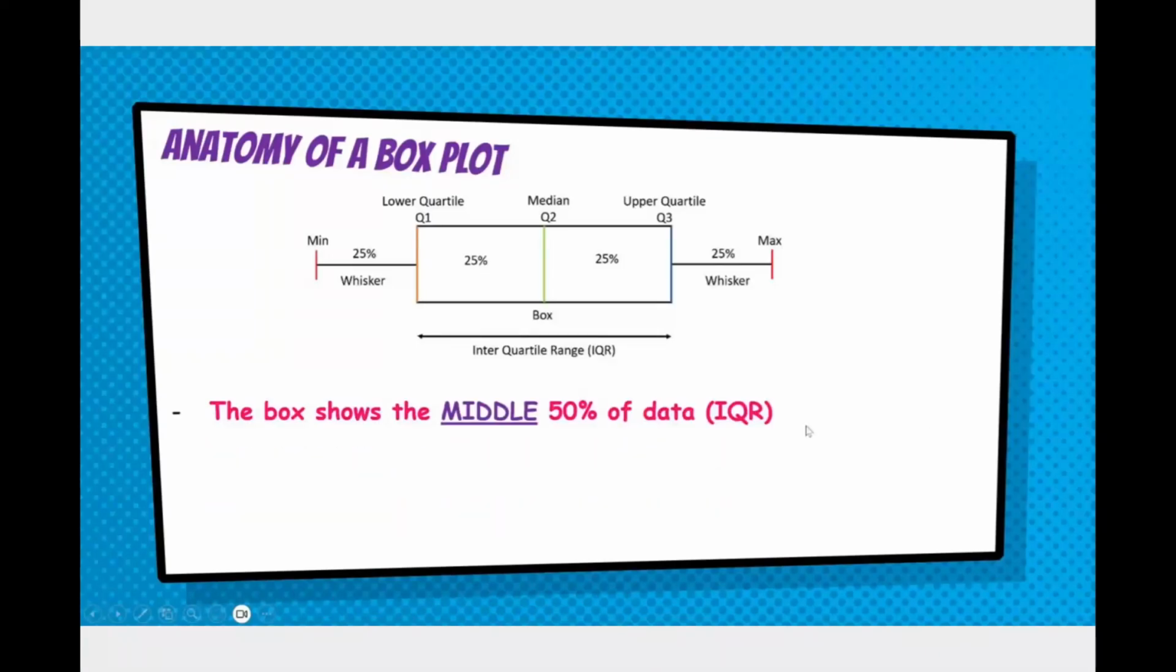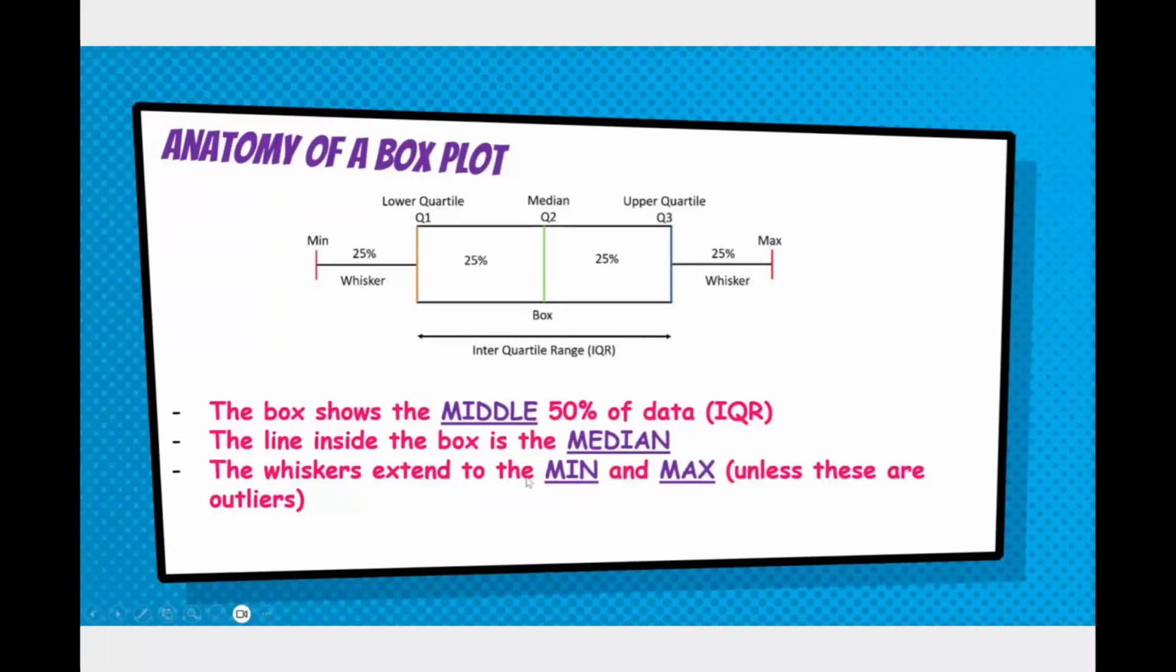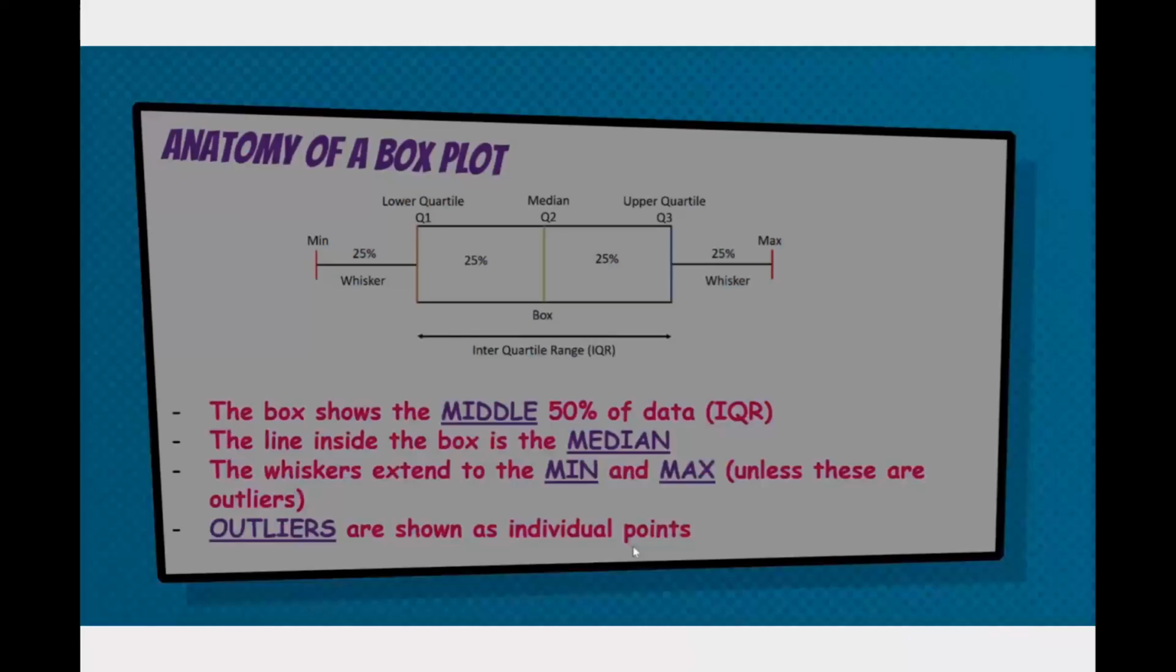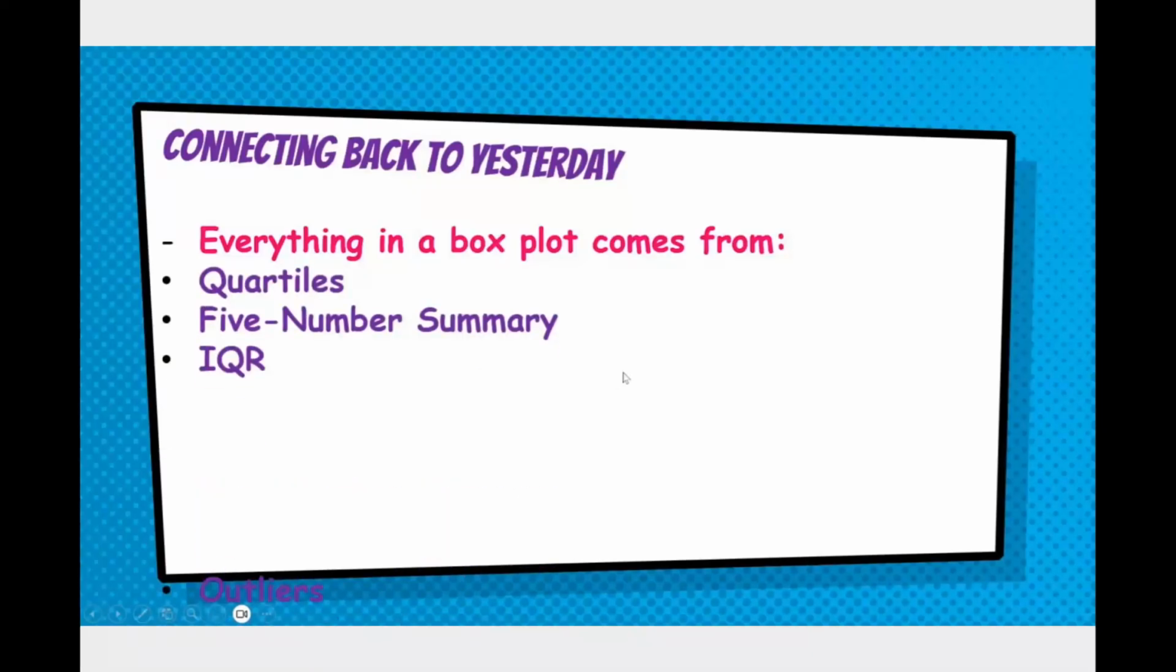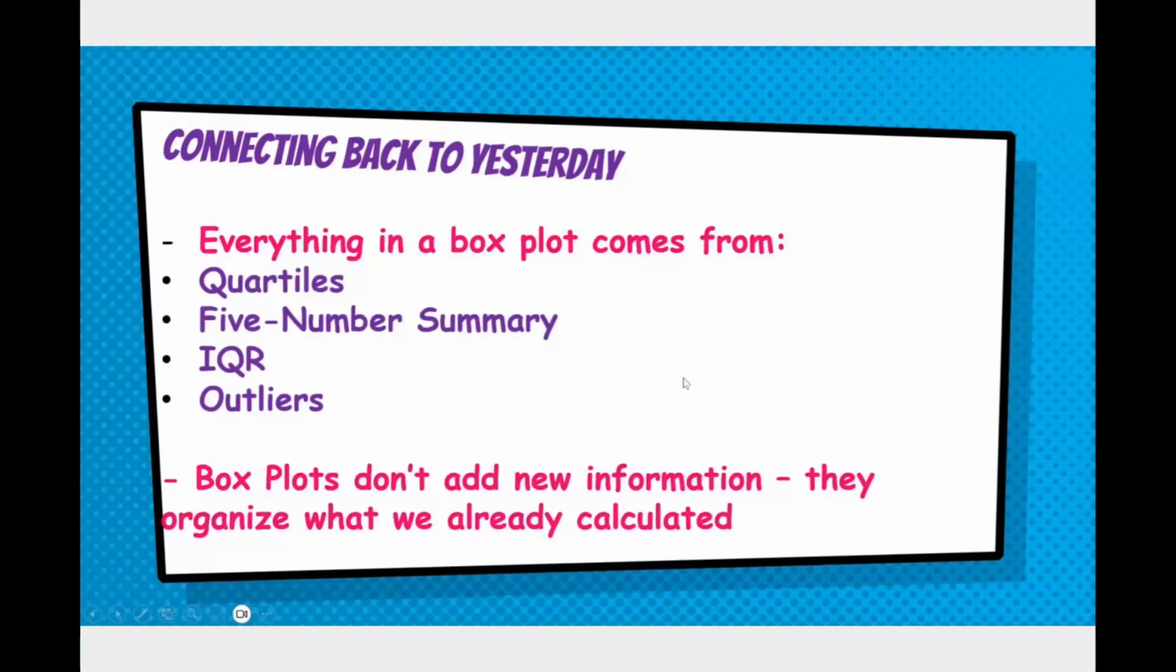So the anatomy of a box plot: the box shows the middle 50% of the data. The line inside the box, the line that we saw in a different spot on each, is our median. The whiskers extend to the min and max, unless these are outliers. You'll notice on one of those pictures we saw an individual point on the purple one. That's because they had an outlier on that one. So outliers are shown as individual points. Connecting back to yesterday, everything in a box comes from quartiles. It's a 5-number summary, the IQR, and outliers. Box plots don't add new information. They organize what we already calculated.